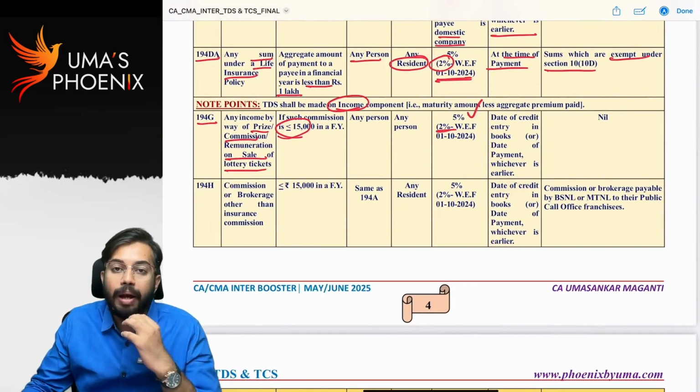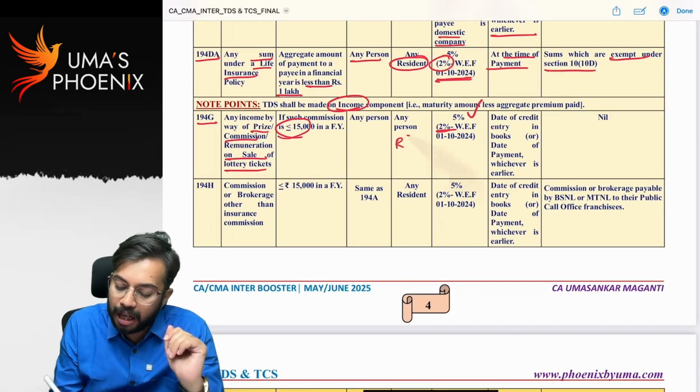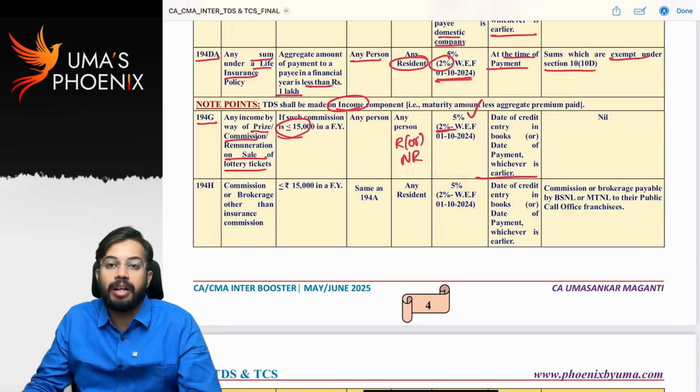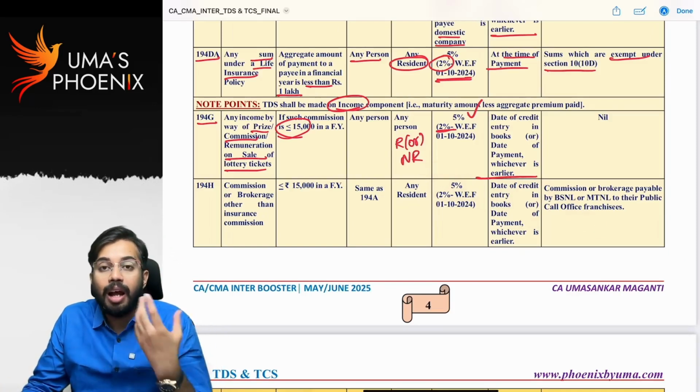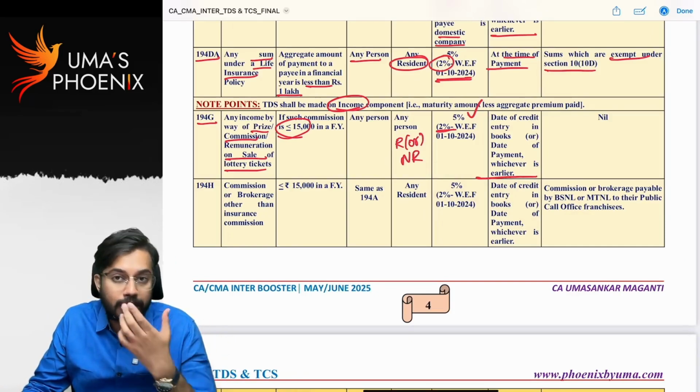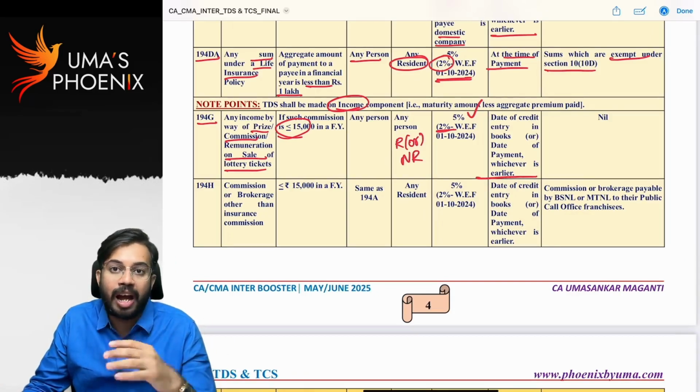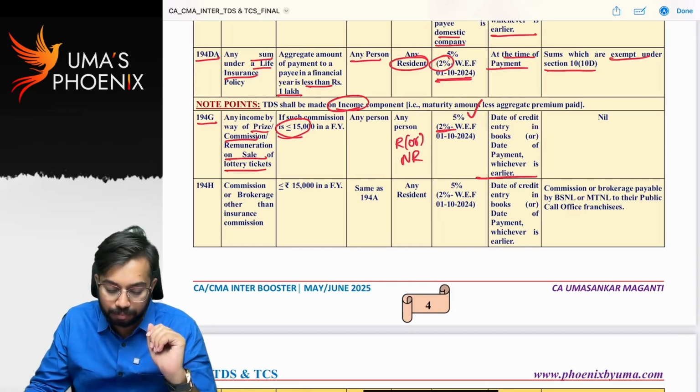Is it clear? Payer can be any person, payee also can be any person, resident or non-resident. TDS is required to be deducted at the time of credit entry in books of accounts or at the time of payment, accrual or cash, whichever is earlier.